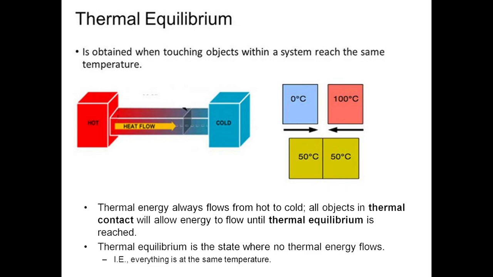So, thermal energy can move between two separate objects, can go from point A to point B, and thermal energy always flows from hot to cold. The presence of thermal energy is what makes something warm. The absence of thermal energy is what makes something cold.